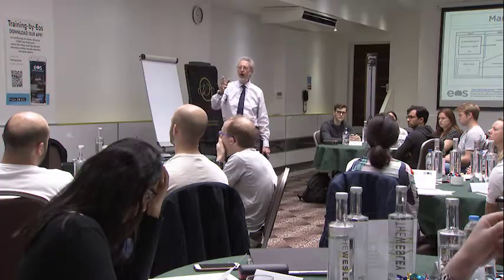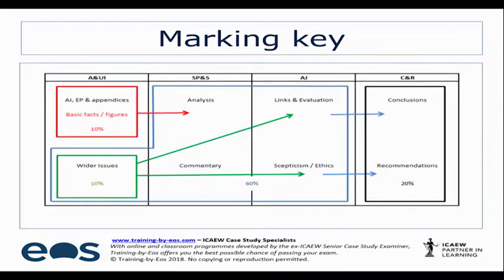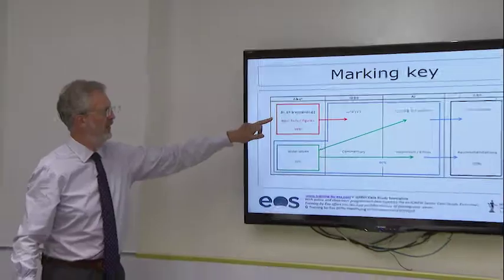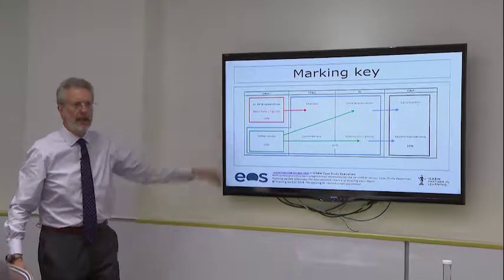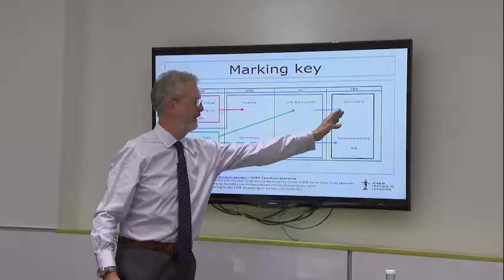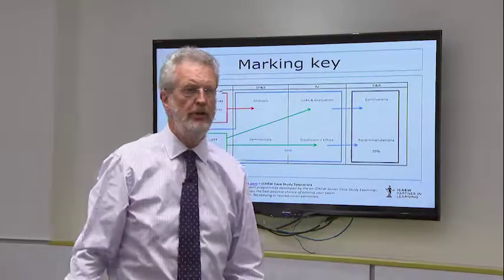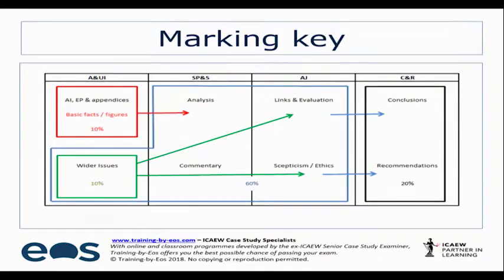If we just have a quick look at a marking key, then we've got over here just 10% for the basic facts and figures, okay, including the preparation of your appendices. Over here, 20% for your conclusions, 10%, and recommendations, 10%. 10% is 1 grade box. Okay? The rest, the other 70%, including your wider issues, is for your discussion.